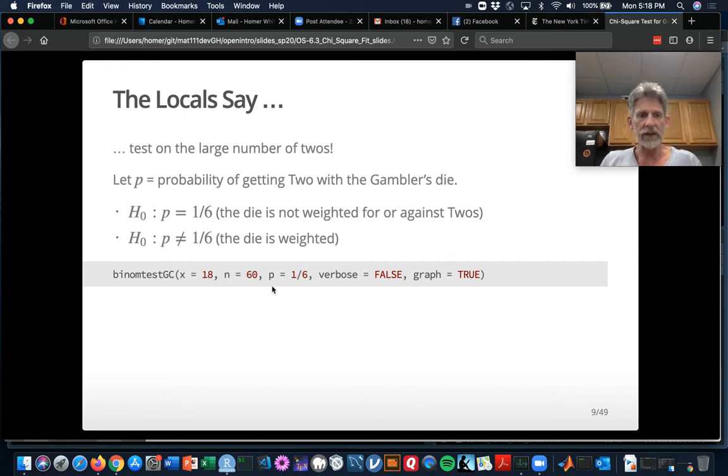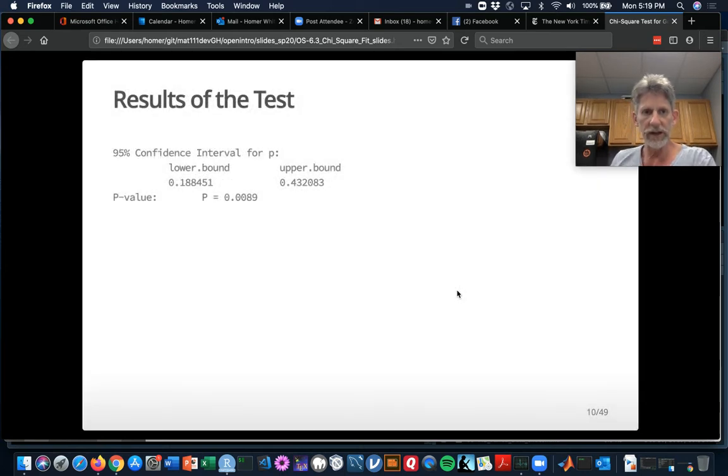So you've got binomial test GC from previous sections, and all you have to do is use the summary data, say that you got 18 successes in 60 trials. The null thinks that the chance of success is supposed to be 1/6, and so you could do a quick little test of significance. And here's the basics out of the results you would get in the console.